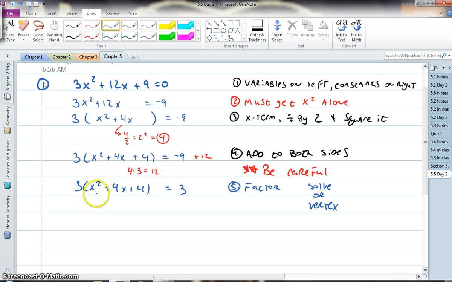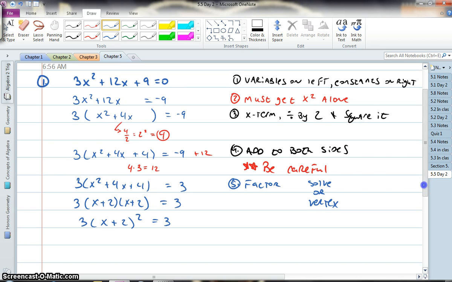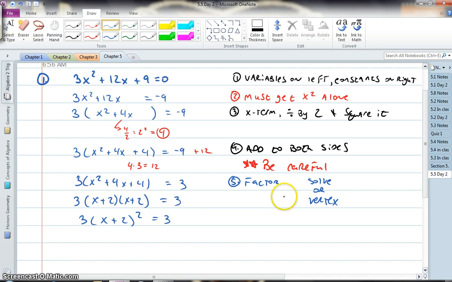So we factor what's inside our parentheses. Again, it's x plus 2, x plus 2. The process creates the same relationship. So I have 3 times x plus 2 squared equals 3. Now, if I wanted vertex form, right here I would move my 3 over to get 3 times the quantity x plus 2 squared minus 3, and there's my graphing vertex form.